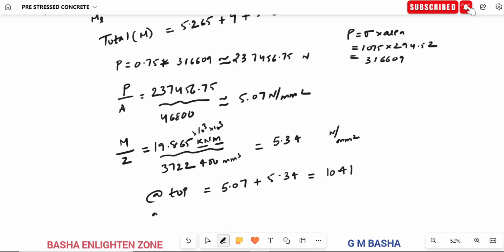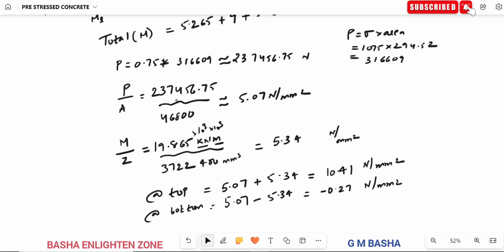That one will be equal to 10.41, and the extreme stress at bottom will be equal to 5.07 minus 5.34, so you will get minus 0.27. Both are in terms of Newton per mm square. After that we know that a positive value will be like this and a negative value like this. So this is 10.41 and this is minus 0.27. This is for the further loss of 10% extra, that is 25% loss.